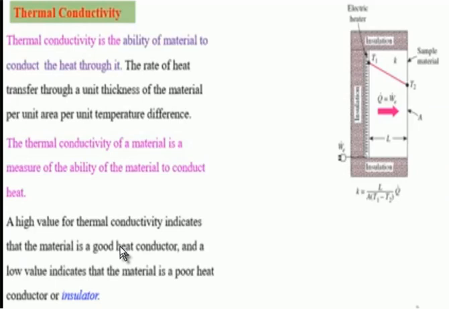Insulator is nothing but what? It will not allow the heat flow. So this is about thermal conductivity.